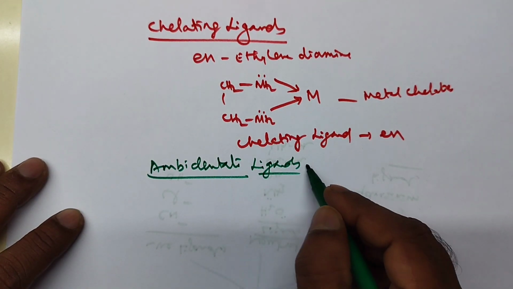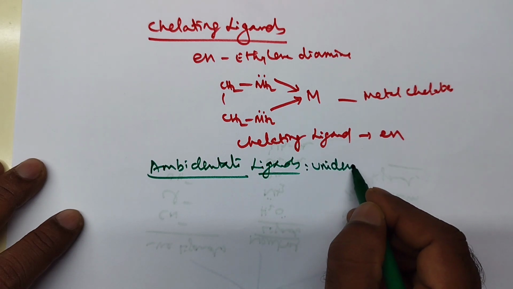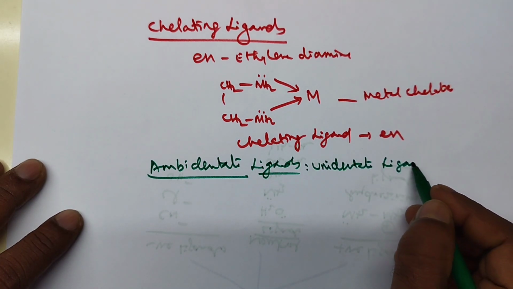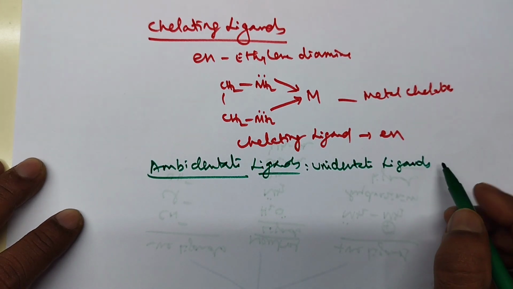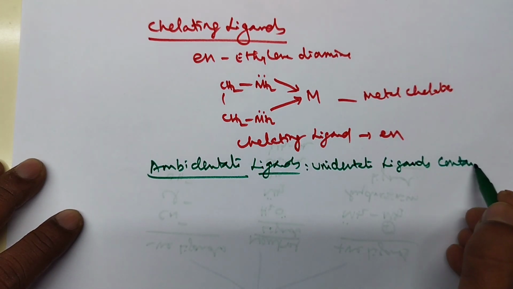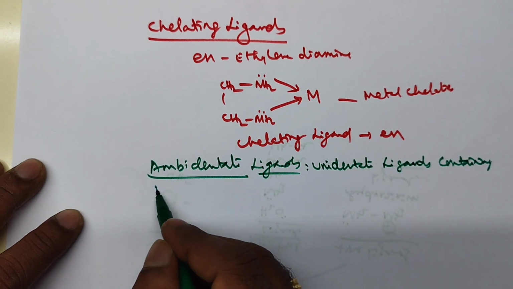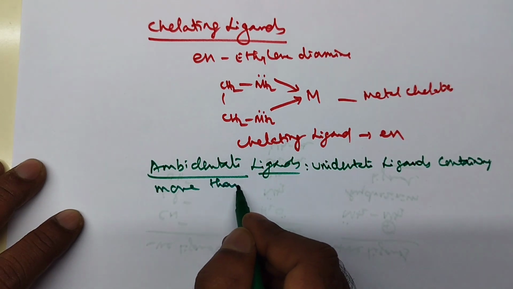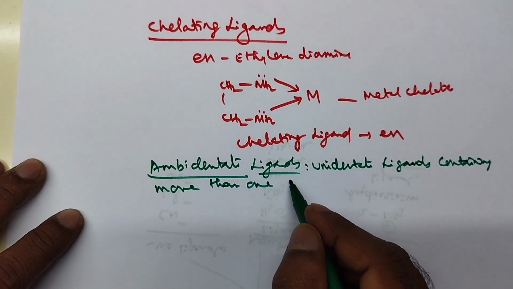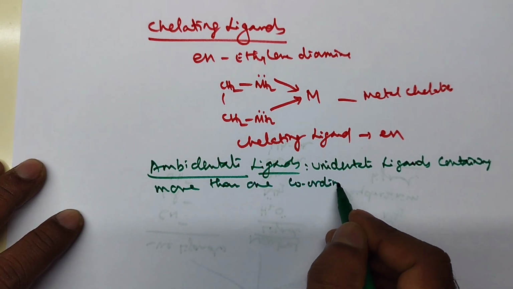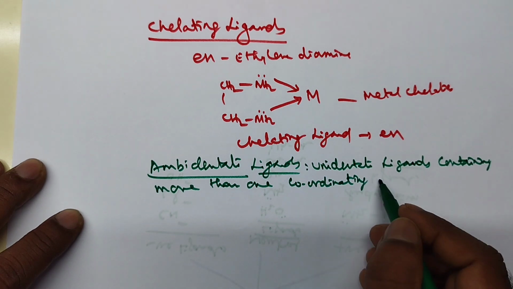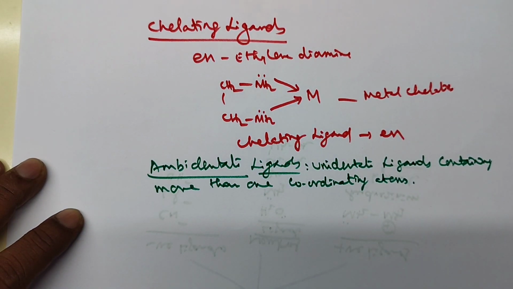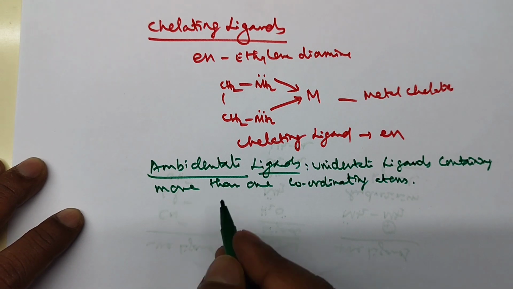So you have to say: unidentate ligands containing more than one coordinating atoms are called ambidentate ligands. That means I can give the example of what?